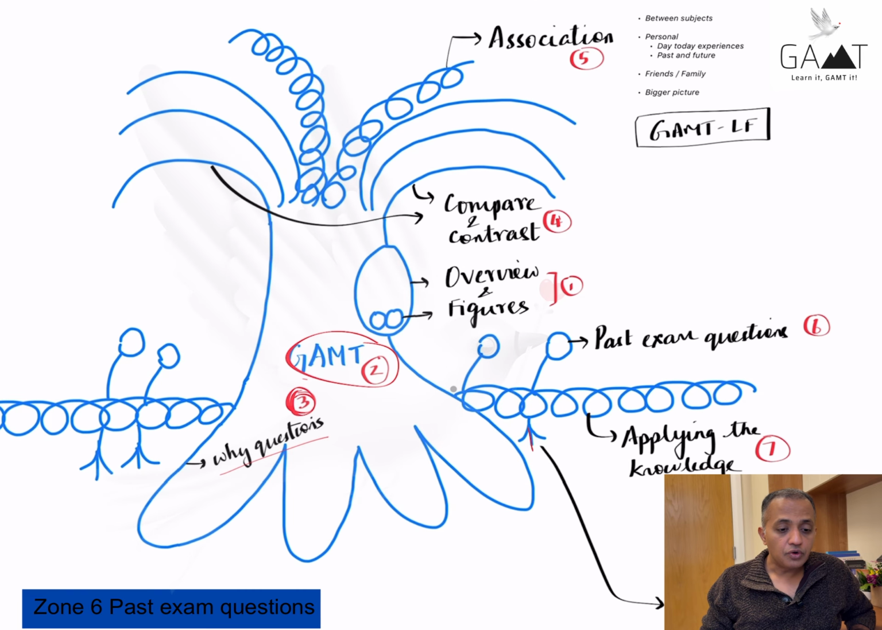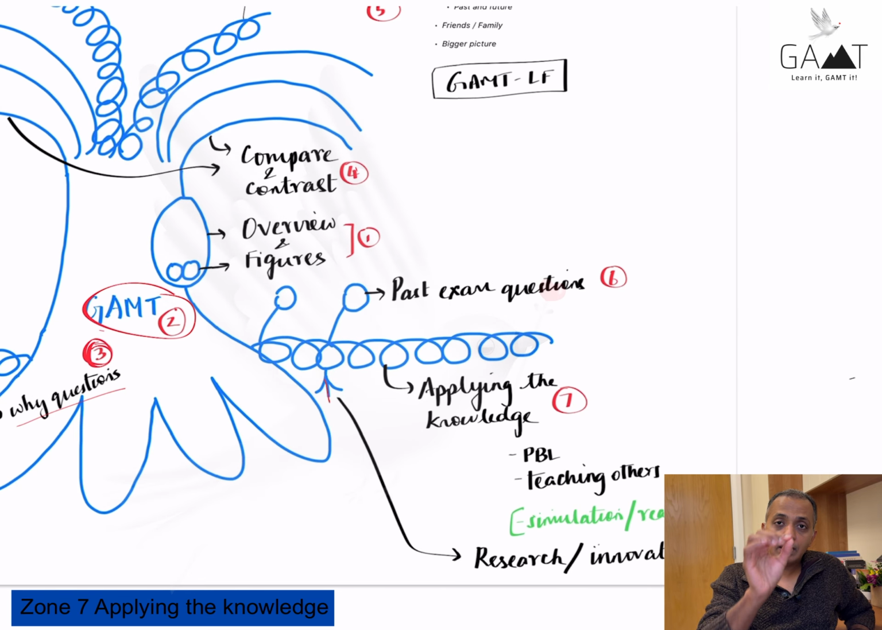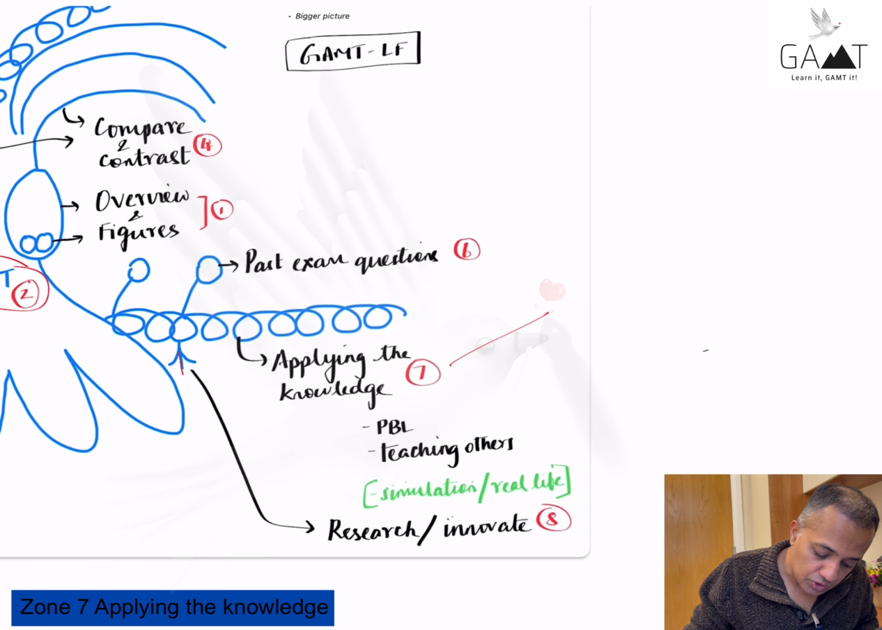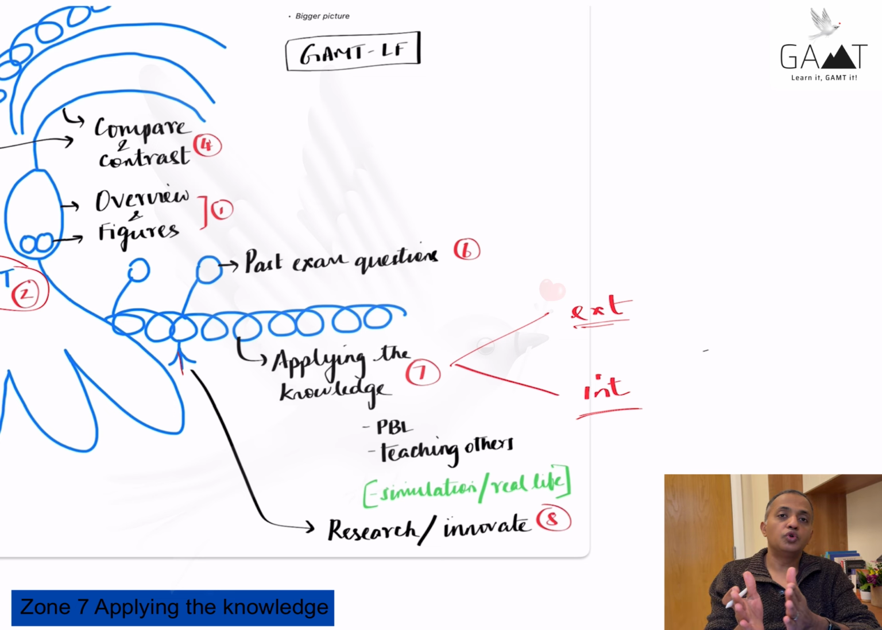Okay, great. Now we're going to go to the next zone, zone 7, which is the applying the knowledge zone. The applying the knowledge zone is very interesting. You can apply the knowledge in two ways: external and internal. External application of knowledge, what do I mean by that? For example, when you're learning about ICP, you go to the ward and you treat a patient with ICP. You go to ICU, you treat the patient with ICP. You go to A&E, you treat a patient with raised ICP. That is where you apply the knowledge that you learn. That is one of the best ways to consolidate the knowledge in the long run, right?